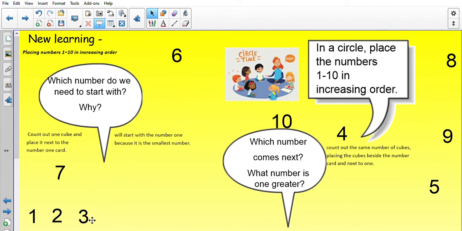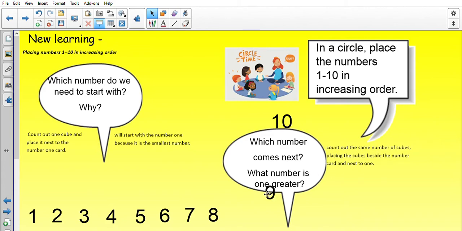And then 3, well done. And then 4, you're very good at this. And then 5. Remember, they're getting more each time, aren't they? So what's 1 more than 5? 6, well done. And then 7 and 8 and 9 and 10. Well done. We've put those in order.